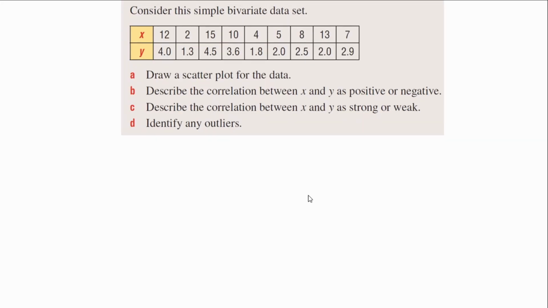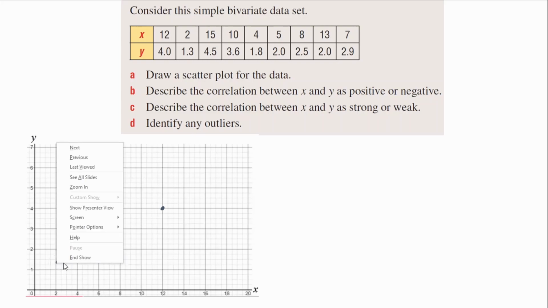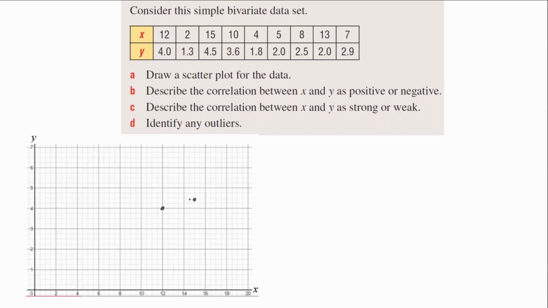Alright, so now I've got a very similar question here. Pause the video, have a go at this one by yourself, and just unpause it once you're ready to go through it with me. Once again, our first part of the question is to draw a scatterplot for the data. So let's go and do that. First point is at 12, 4.0. So x is 12, y is 4.0. Next point is at 2, 1.3. So that's about there. Next one's at 15, 4.5. So that's about here. I'll just skip over and complete the rest of these.